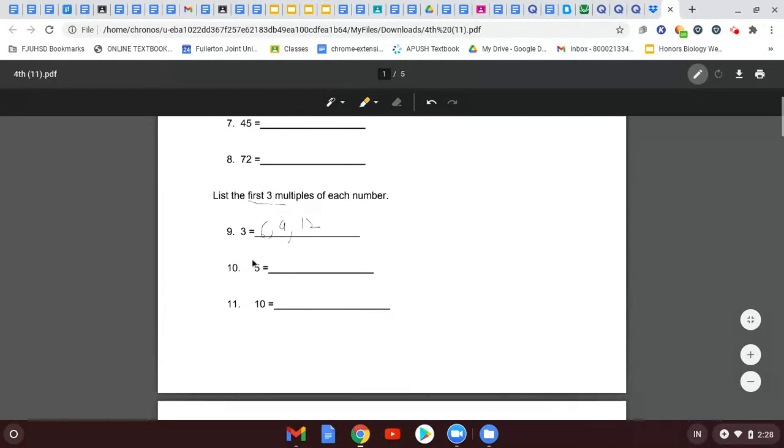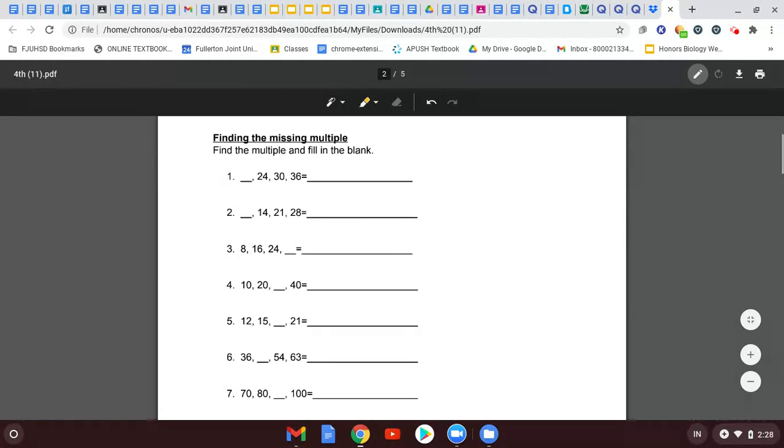So let's try doing number 5 as another example. For 5, we could write 25. However, 5 times 5 is 25, which is a multiple of 5 because it has a factor of 5, but it's not the first 3. The first 3 are directly after the number. So directly after 5, those would be 5, 10, 15, and 20.